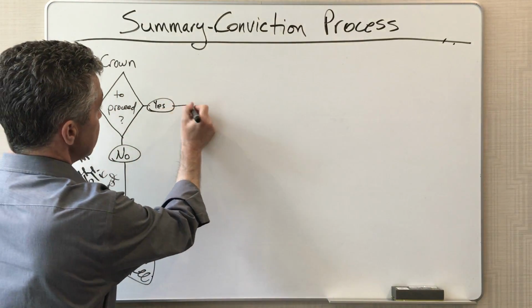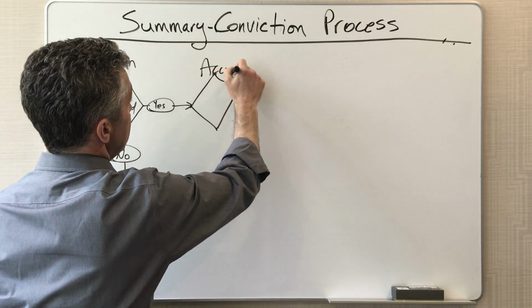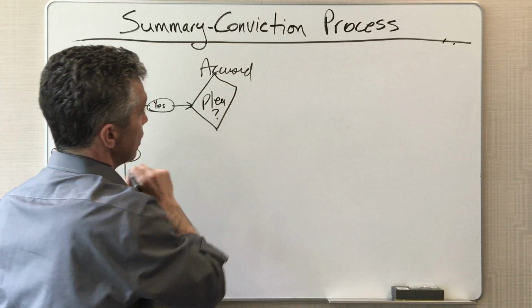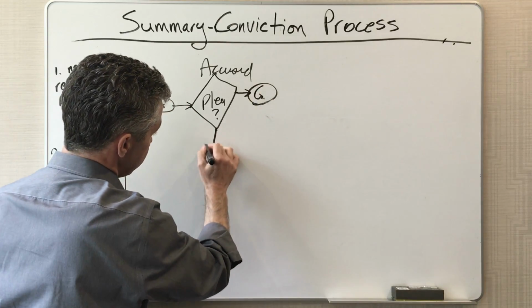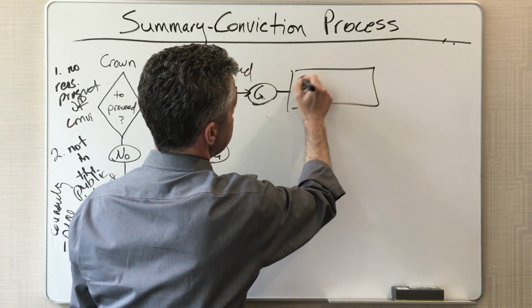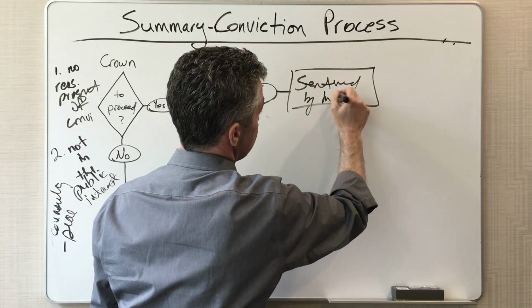Well, if the Crown proceeds, then the accused person has to make an important decision. The accused has to decide what's going to be their plea. Do they plead guilty, or do they plead not guilty? Well, if you plead guilty, then you're going to be sentenced by a judge.